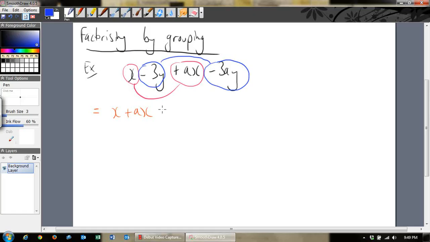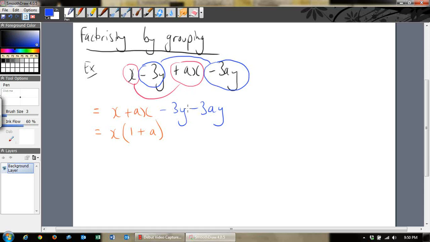And then in blue we've got minus 3y minus 3ay. Okay, so let's have a look. Let's take out a common factor here. Common factor here is x. That goes into both of those. What's left over? x times what is equal to x? That's just 1. x times what is equal to positive ax? That's just plus a. Great. So there's that first thing.